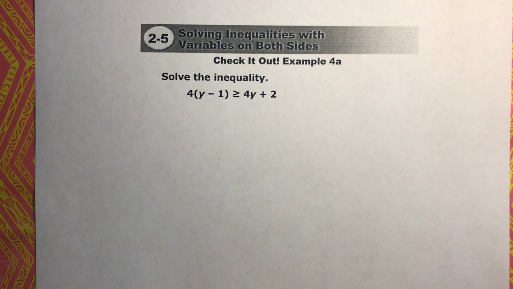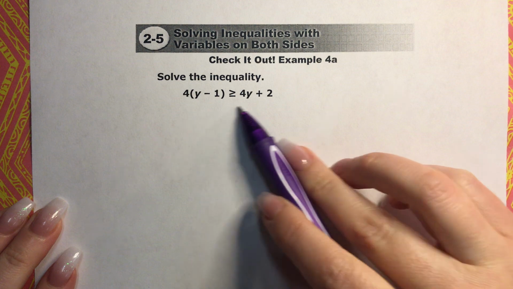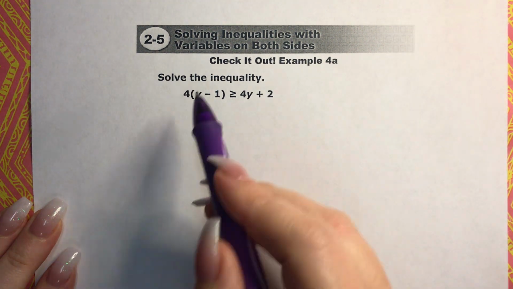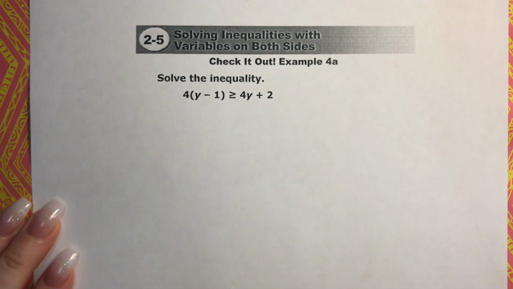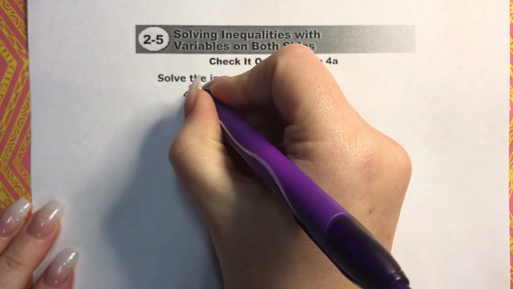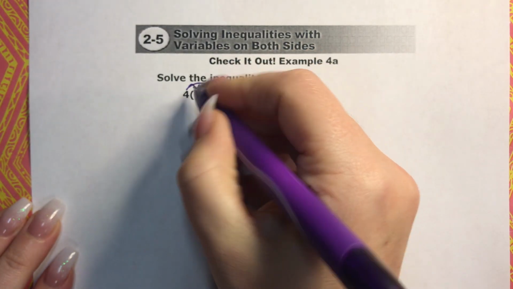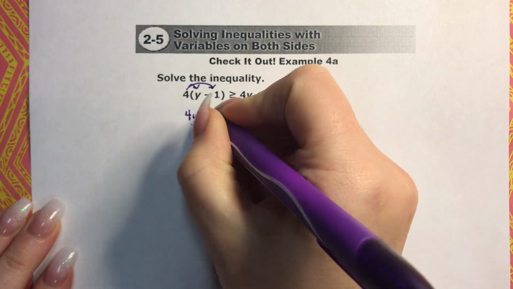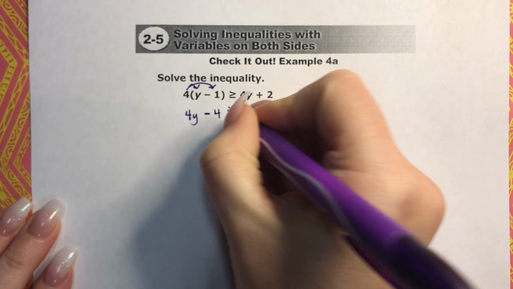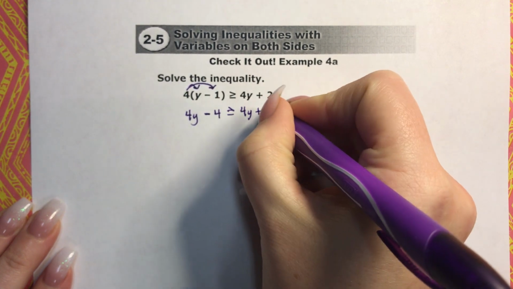Okay, let's see how you did. So we're going to go ahead and solve this. First we have to simplify, right? And so I'm going to distribute this 4 to both items. 4 times y is 4y. 4 times negative 1 is negative 4. It's greater than or equal to 4y plus 2.